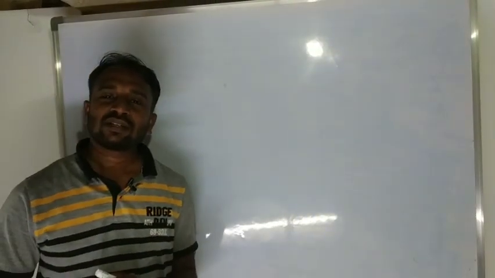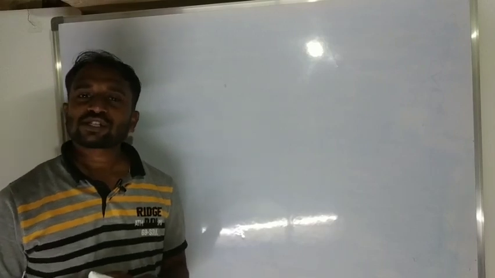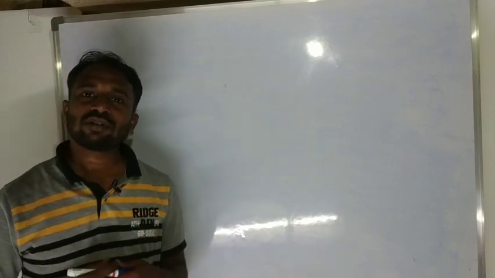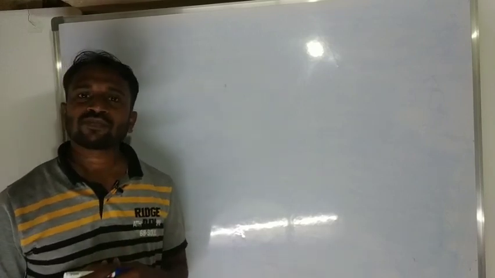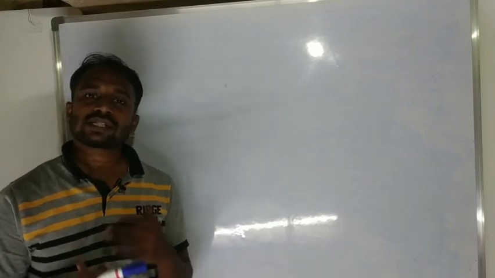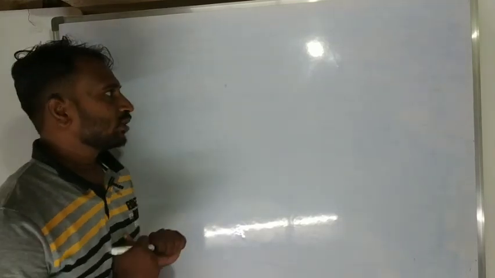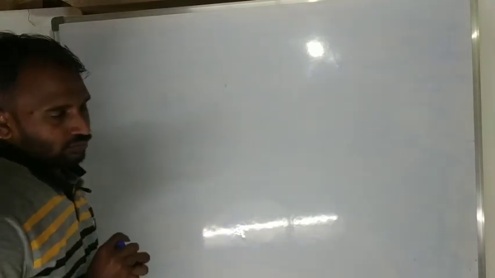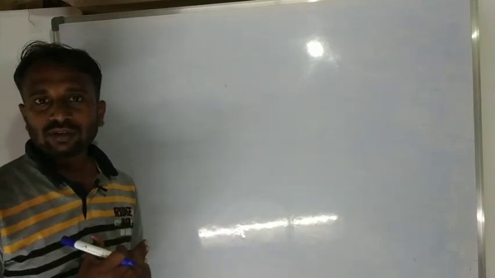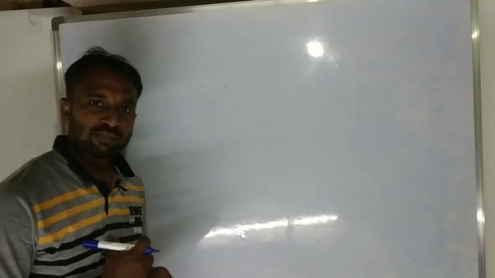Hello dear students, in the last class we already discussed the refractive index of the material of a prism in terms of the minimum angle of deviation and the angle of a prism. So today we will discuss the continuation. You already know the refractive index in terms of the minimum angle of deviation and the angle of a prism.